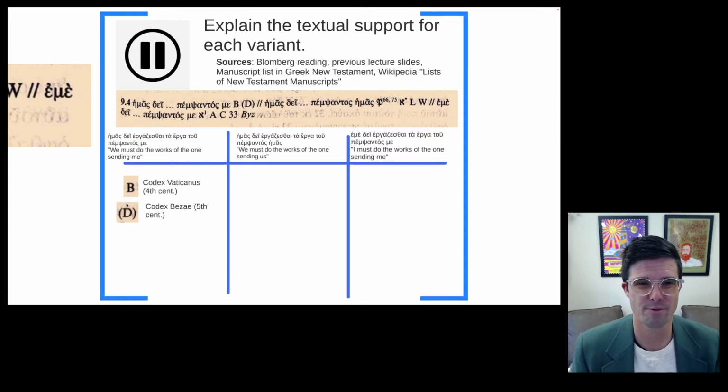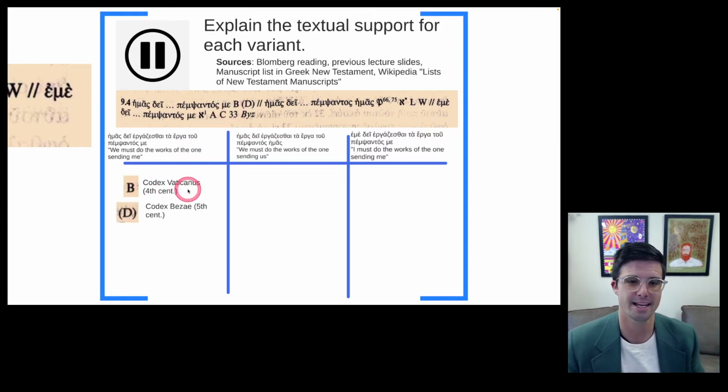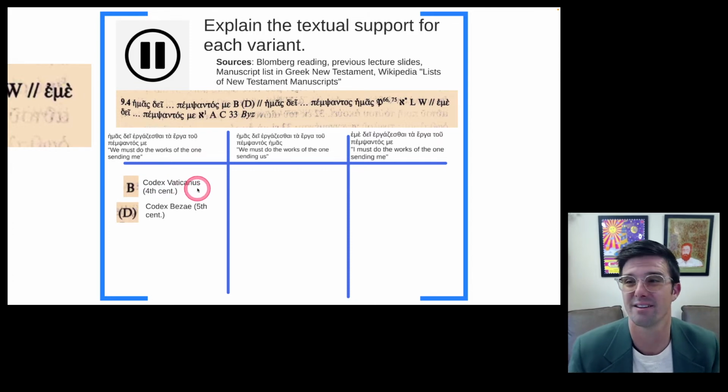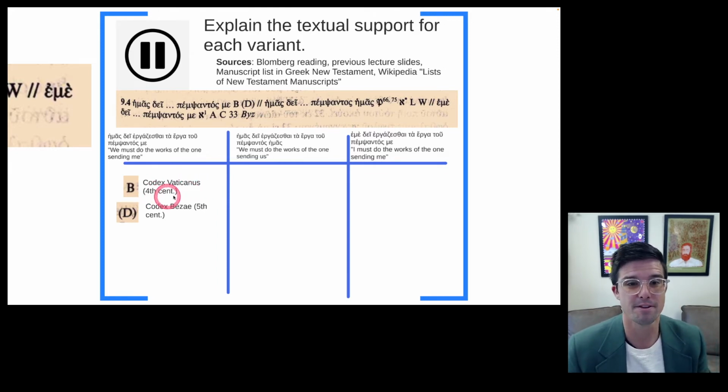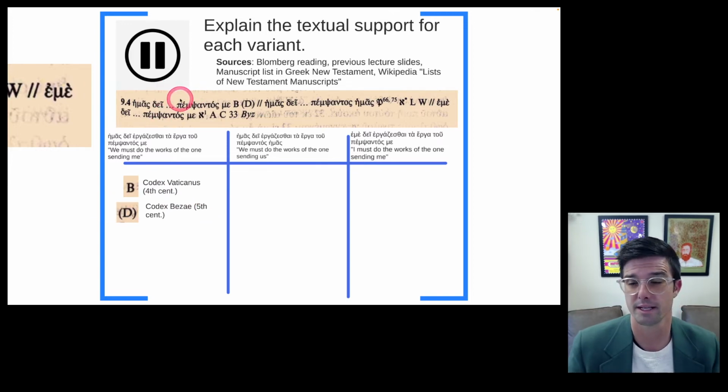All right, what we have with respect to our first reading, B is going to be Codex Vaticanus, which I showed you in that last lecture video. Nice, very, very beautiful manuscript containing the Bible and then some from the 4th century CE. And then we have Codex Bezae from the 5th century, also attesting to the reading that's actually printed in the body.